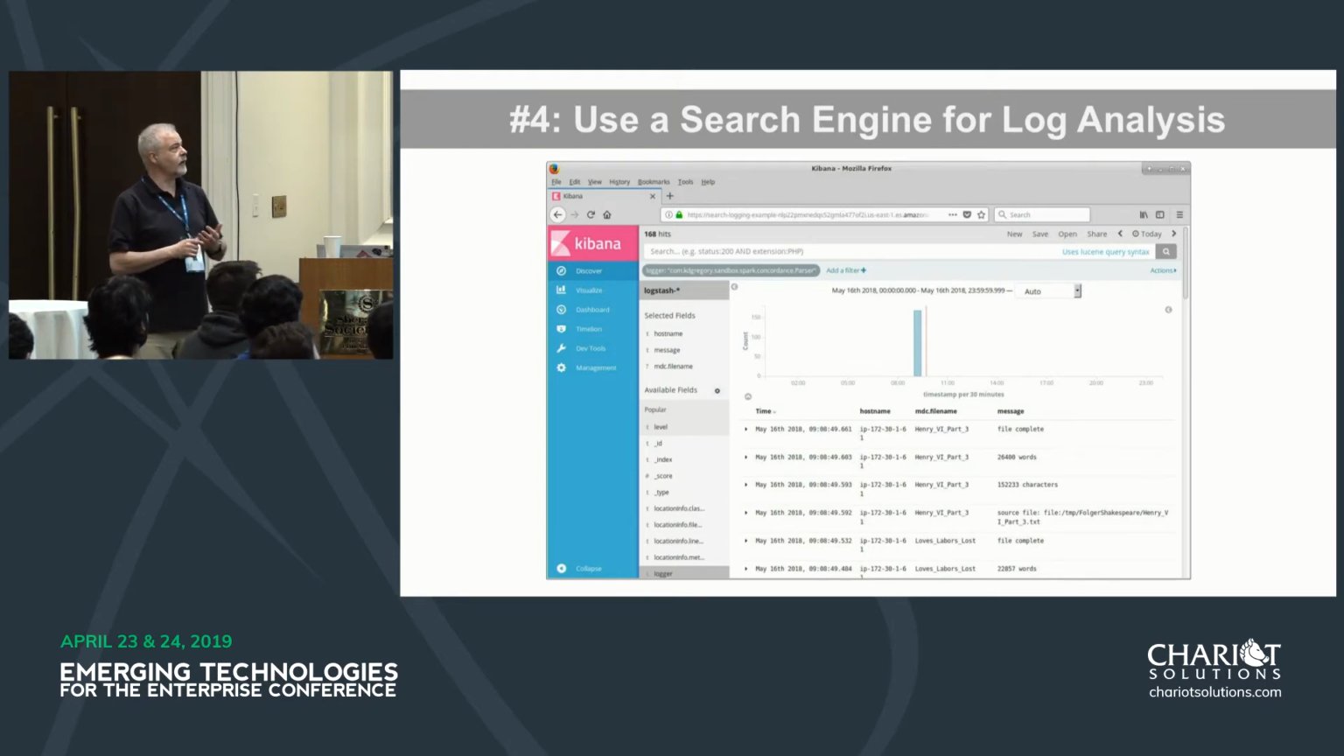So, highly recommend this. To recap, use the right log level, be careful what you log, use JSON so that you can use a search engine, and always look out for off-by-one errors.